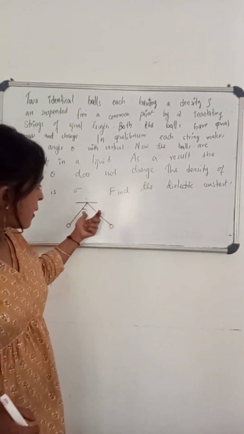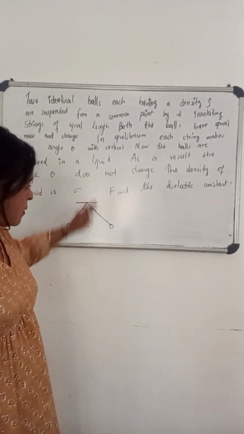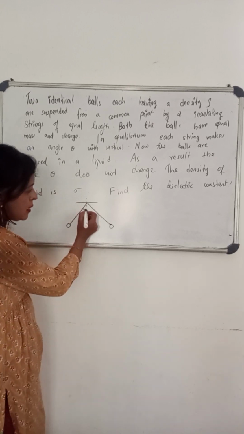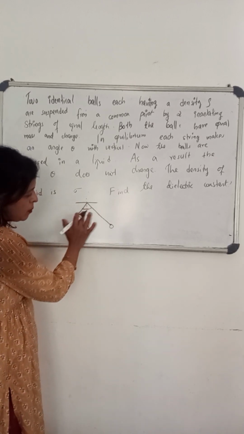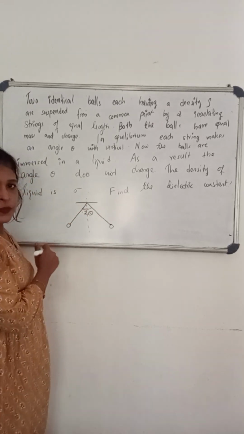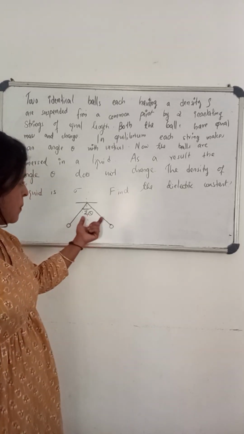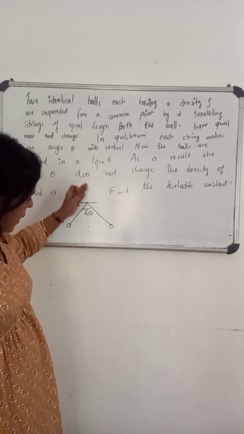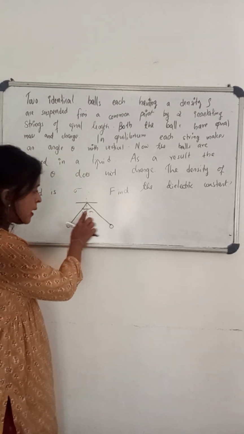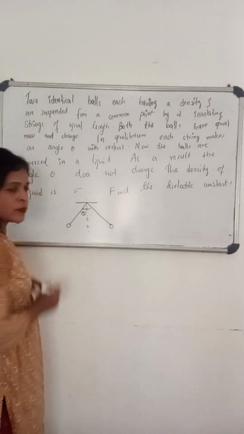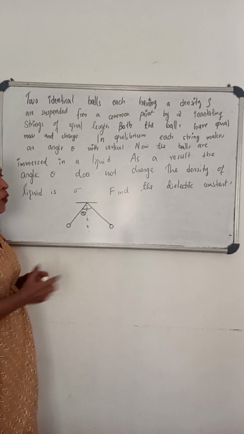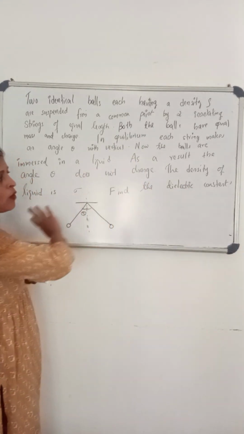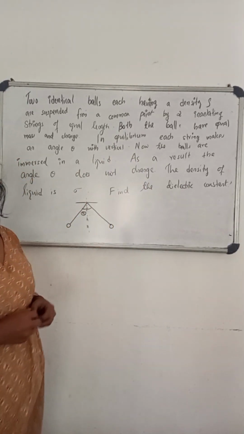With the same angle theta with the vertical. Suppose, if you are considering the angle between the two strings, it is 2 theta. One of the strings makes an angle with the vertical of theta, half of it. And we need to find out what is the dielectric constant of the liquid.